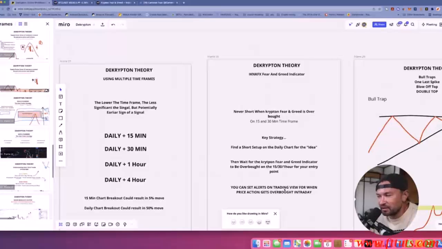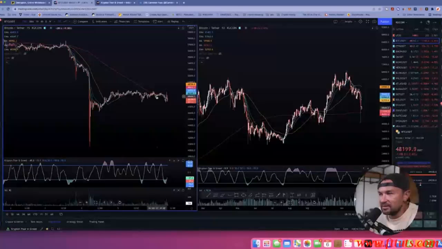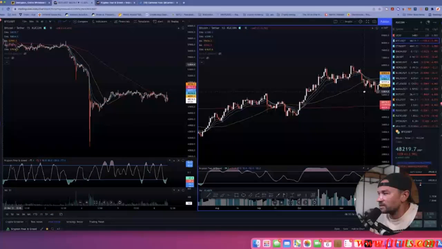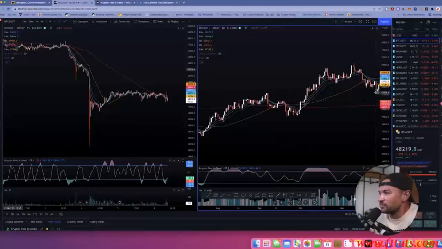You can also set alerts on TradingView for when price action gets overbought on intraday. So let's just take a look at an example of what that might look like. Say, even though I don't want to short Bitcoin right here, but say you wanted to short Bitcoin up here. Say if right now Bitcoin was down here, but we wanted to short Bitcoin if we got back up into the 9, 20, and 13 EMAs right here, okay?